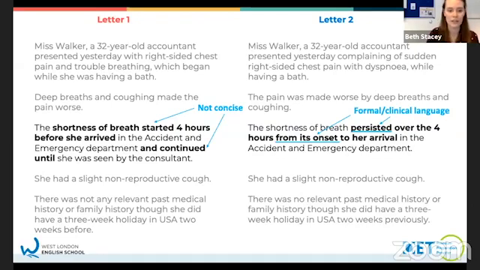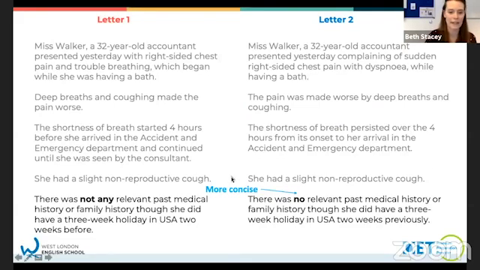So we've got "the shortness of breath started 4 hours before she arrived and continued until." And this kind of sounds good until you look at letter 2, where you see "persisted," meaning continued. And then we've got "over the 4 hours from its onset," so from the beginning to her arrival. So from letter 2, you can see that the language is much more formal. By using "persist" and "onset," it sounds more professional.